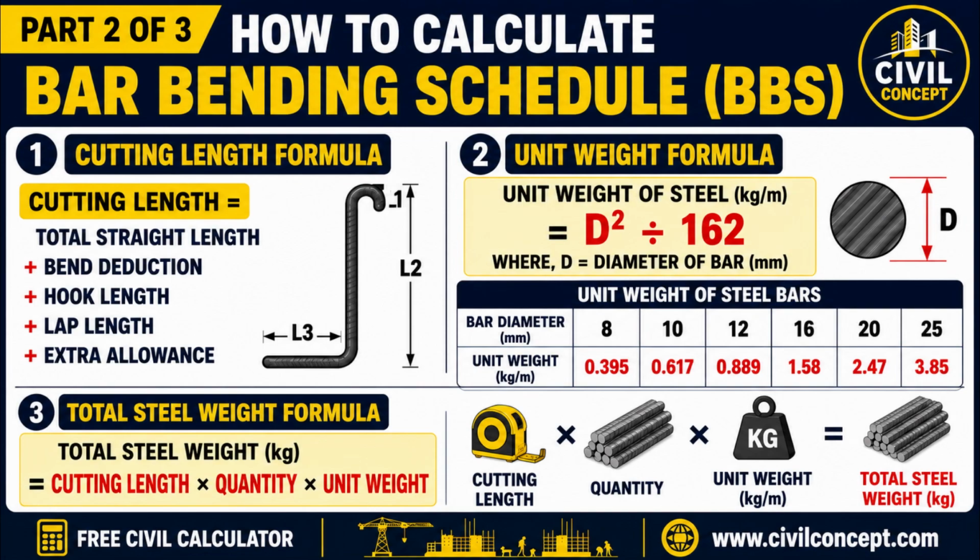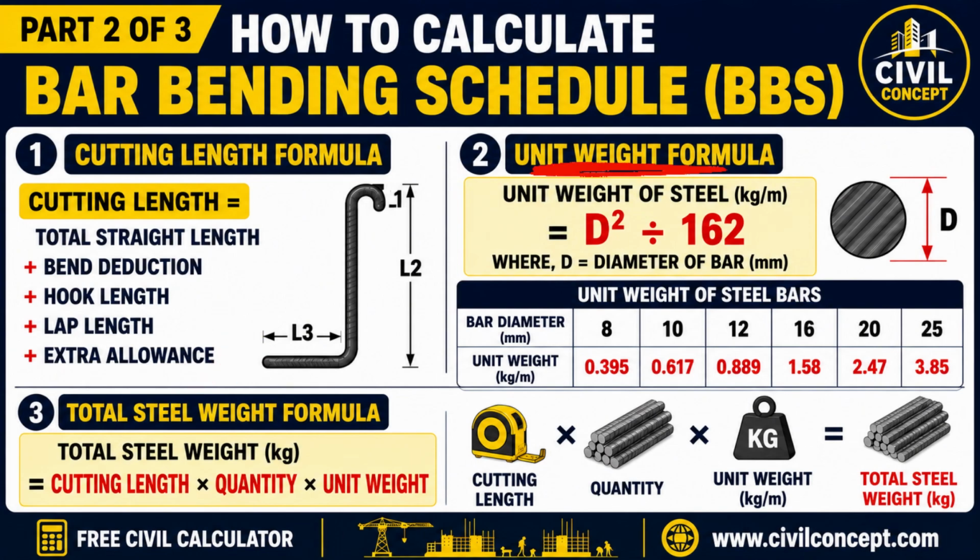The first formula is the cutting length formula. Cutting length equals total straight length plus hook length plus lap length minus bend deduction plus extra allowance. While preparing a BBS, always include the required hooks and lap lengths and consider bend deductions according to the drawing.